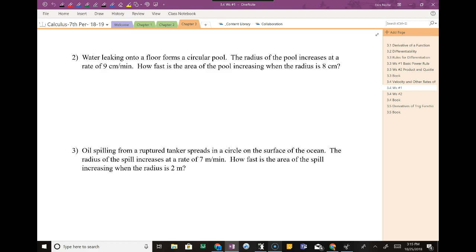I can't focus today. Okay, so maybe in some quick words on your notes, water is leaking onto the floor into a circular pool. So a circle is expanding. I didn't even read this, this is my first time reading it. The radius of the pool increases at a rate of 9 centimeters per minute. How fast is the area of the pool increasing when the radius is 8 centimeters? Circular pool, that's cute.